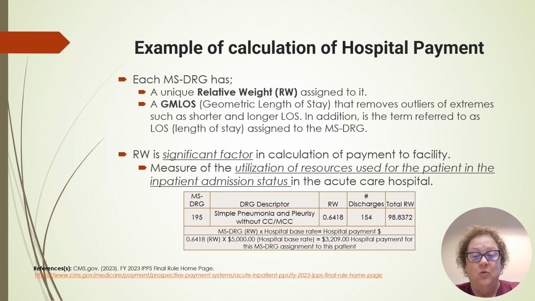So again, one patient account has an MS-DRG of 195 for simple pneumonia, and the hospital-based payment rate is 5,000. So we take the relative weight times the hospital-based payment rate, and for that patient we're going to get reimbursed $3,209, regardless of whether they stayed shorter than the geometric length of stay or longer than the geometric length of stay, regardless of what resources were used to take care of the patient. This is what we get paid.